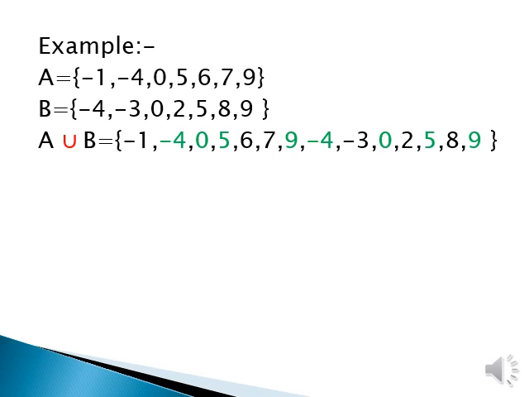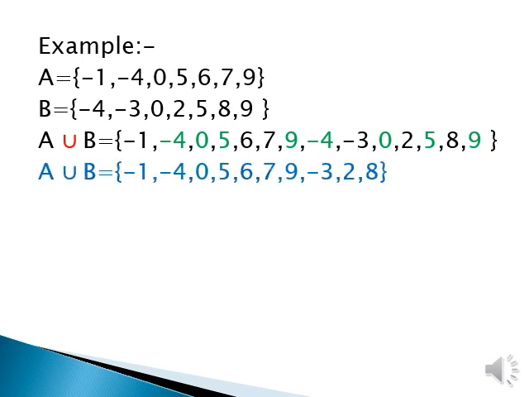Here we have written all the elements together, but the elements which are in green color are repeated over here. So we are going to consider them only once. That is, A union B is the set of elements -1, -4, 0, 5, 6, 7, 9, -3, 2 and 8.